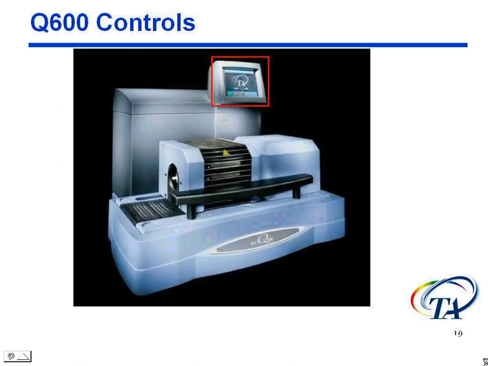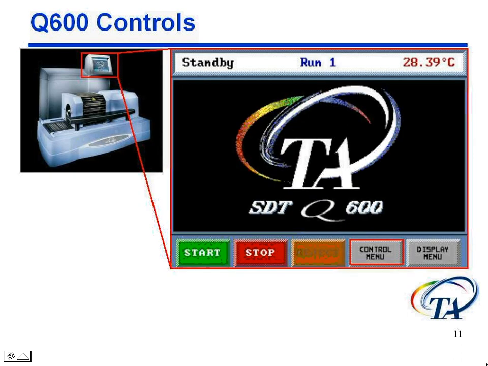Preparing the instrument. There's a couple things that we need to talk about on the instrument, but this here is a picture of the SDT, and we can see the control screen that's highlighted here. So this is the touchpad, and if we blow that up, we can see our main menu. We've got start and stop controls. We've got a reject button here that's grayed out, but that would be active if we're running a sample. Then we also have a button for the control menu and the display menu.